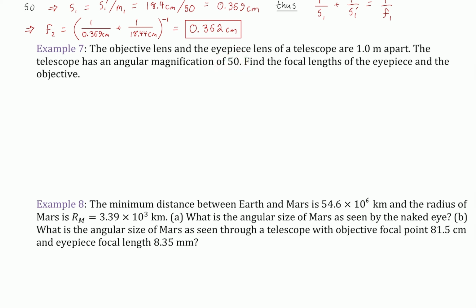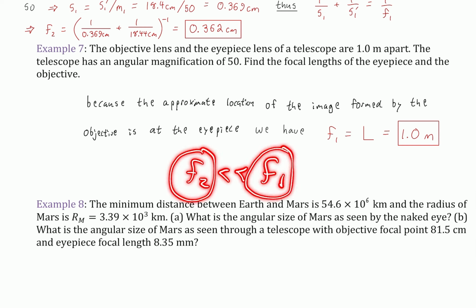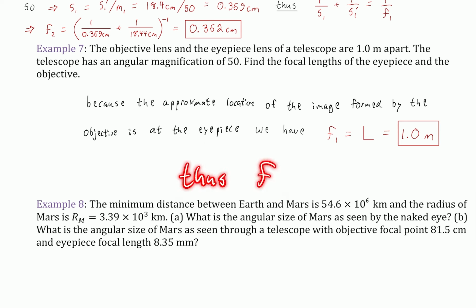And find the focal lengths of the eyepiece and the objective. So how do we do that? Well, because the approximate location of the image formed by the objective is at the eyepiece focal length, I'm even going further. I'm saying it's formed at the eyepiece, and the reason is that F2 is much, much smaller than F1. So the focal length of the eyepiece is much less than the focal length of the objective, and therefore the focal length of the objective is about equal to the whole length. So that's what I'm saying here: 1 meter.